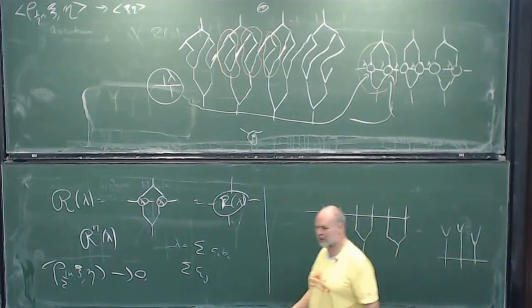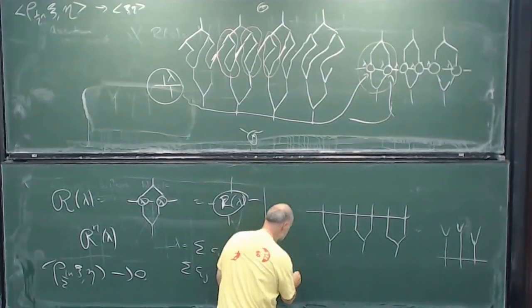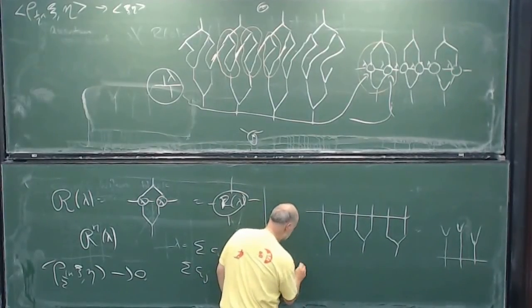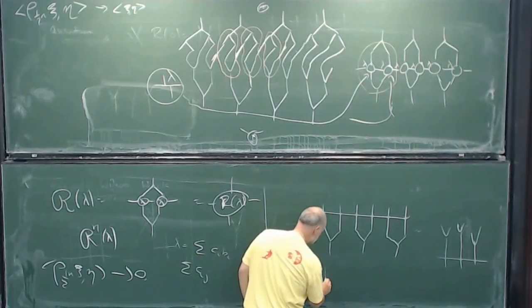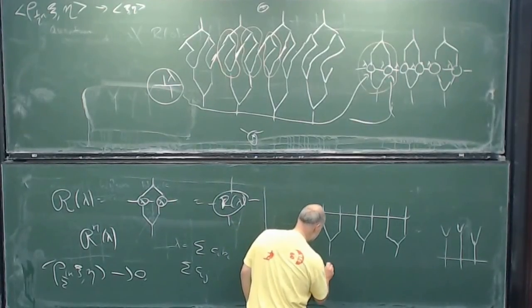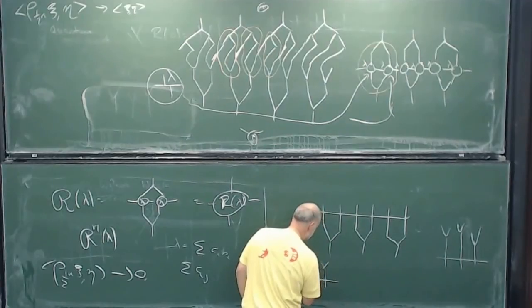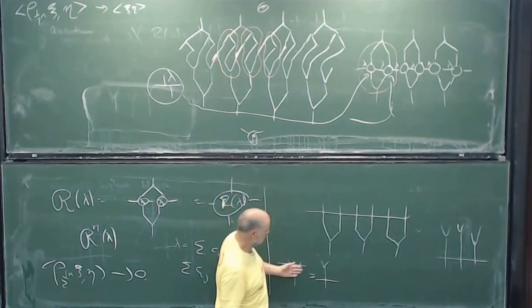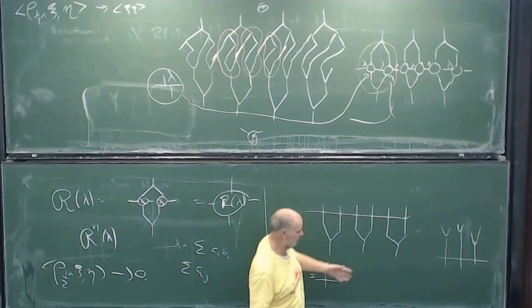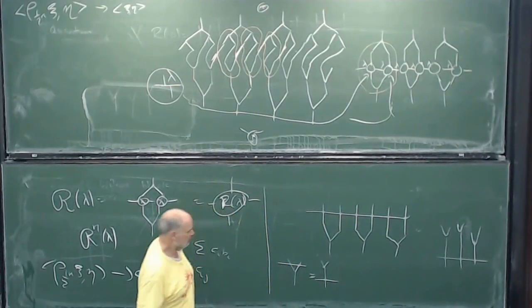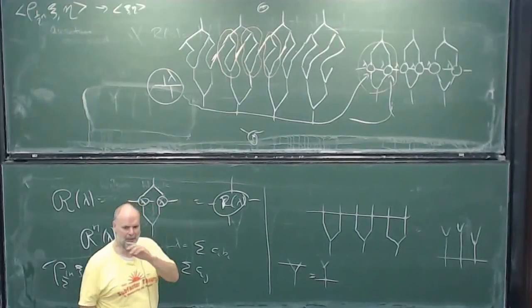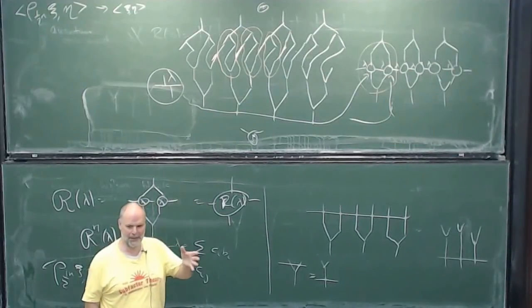In order for that to happen, it's obviously sufficient to have this local equation, sort of analogous, if you like, to the Yang-Baxter equation, that this is equal to this. Because if you have this equal to this, then you just string them together and you have a scale invariant transfer matrix.